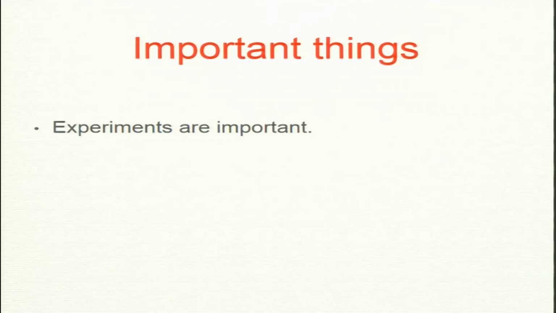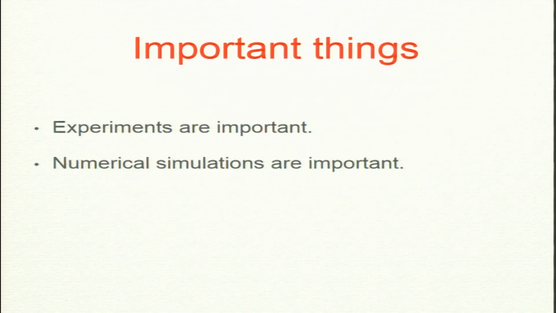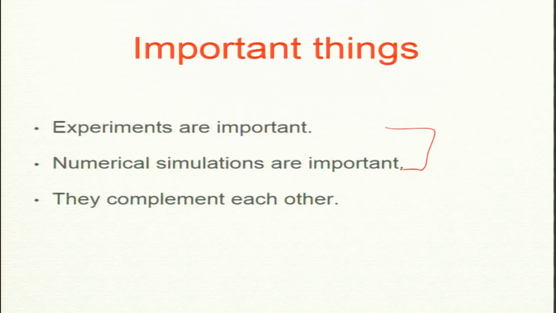Okay, so from these examples we can see that experiments are important, numerical simulations are important, and also order of magnitude estimates. Many of these will be just order of magnitude estimates. Since we really do not have exact solutions, we make order of magnitude estimates, and many times they work, though approximate. And so, experiments and simulations complement each other. What do we mean by that?